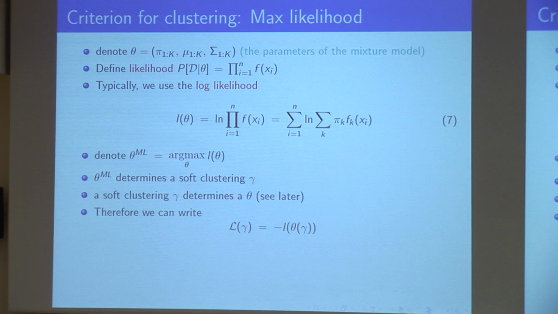And typically, and I'm sure you have seen it before, we use the logarithm of the likelihood. And one of the nice properties of this logarithm is that it transforms the product into a sum, so we have a sum. And inside the sum is the logarithm of this other sum, which is cumbersome because I cannot exchange, I cannot put the logarithm inside.